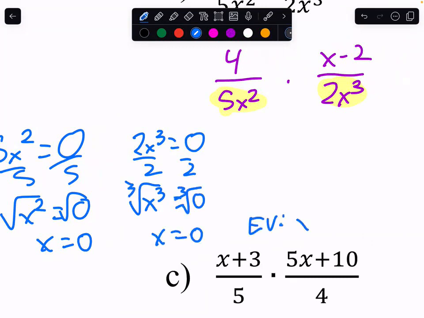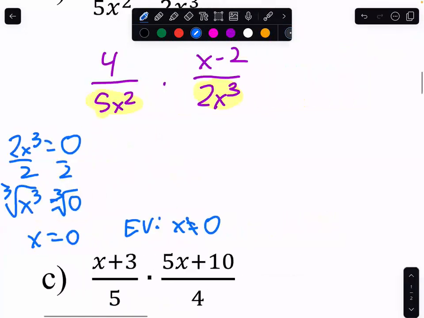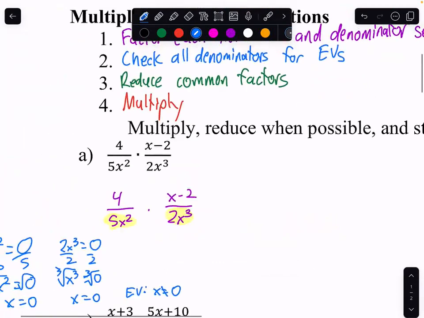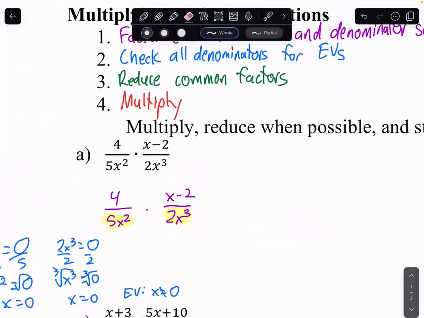Okay, so excluded values do not have multiplicity. It's not like roots. You don't say x cannot be 0, multiplicity 2. You don't list it twice, you just write it once. So x is not allowed to be 0. Okay, step 3, reduce any common factors.